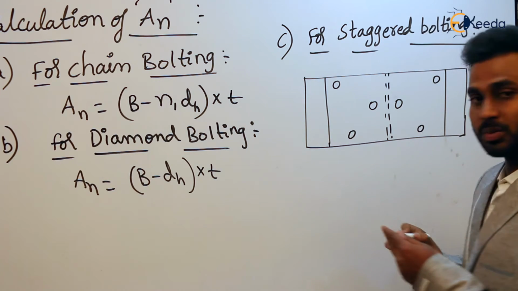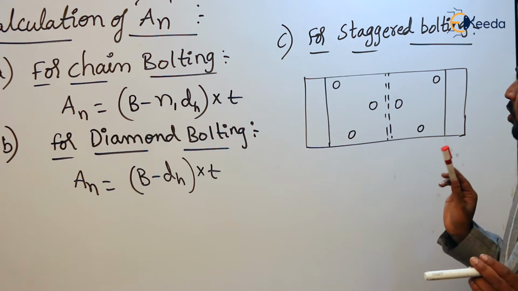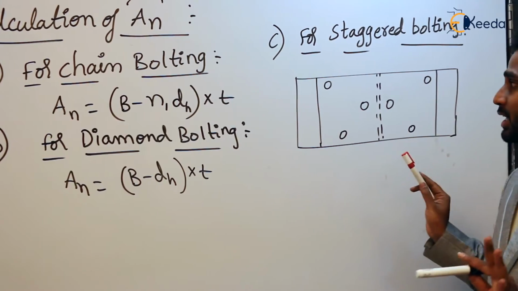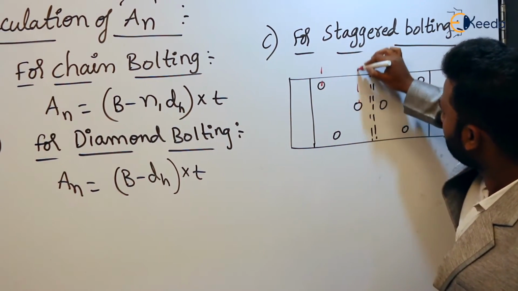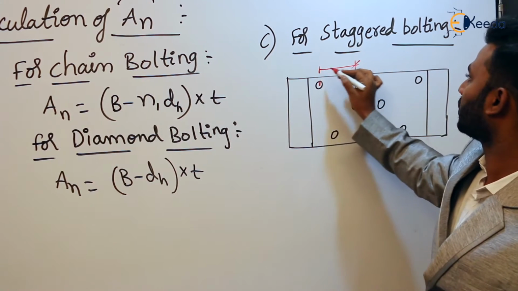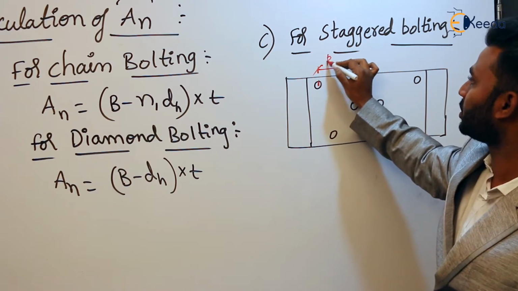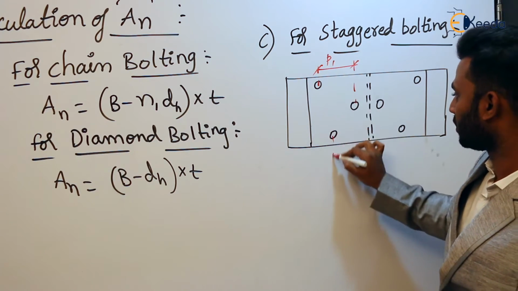So this is how the bolt is provided. If you observe, no one bolt is in the same line with another bolt. Clear? Now the center to center distance between these two bolts is known as pitch. This is known as staggered pitch.